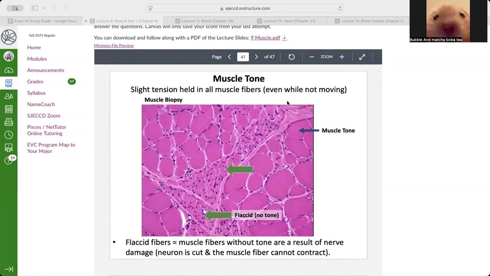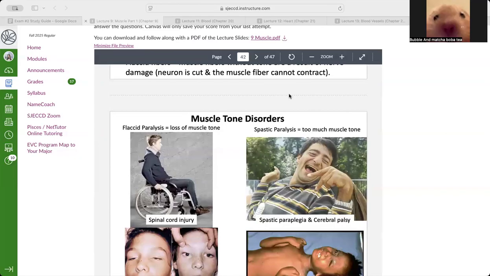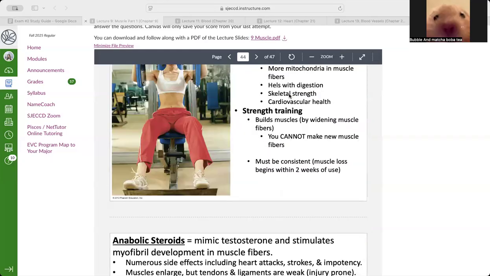There's muscle tone. All muscles have muscle tension called muscle tone. So even if you're sitting down, your muscles are always constantly contracting, or else you're just going to flop over. This is how it keeps you upright. There's always tension. If you don't have that, your body will become flaccid. Flaccid is like nerve damage, where the nerve is cut and you cannot contract.